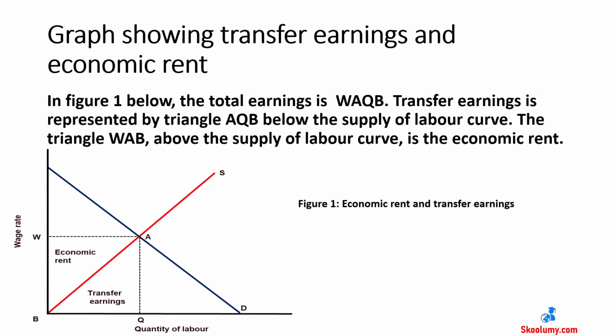A graph showing transfer earnings and economic rent. In Figure 1 below, the total earnings is WAQB. Transfer earnings is represented by triangle AQB, below the supply of labor curve. The triangle WAB, above the supply of labor curve, is the economic rent.